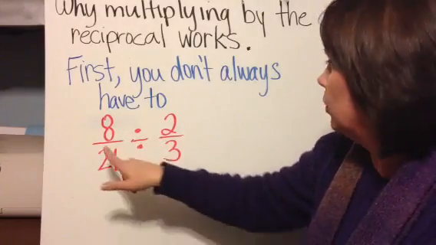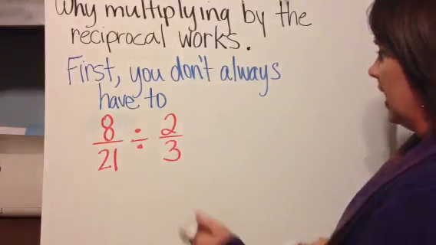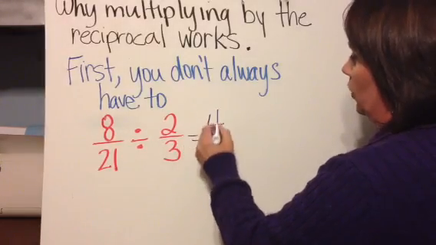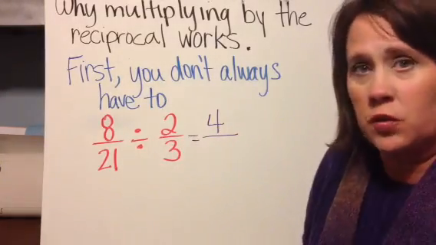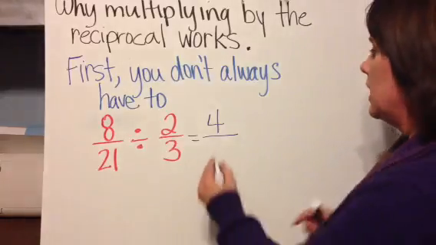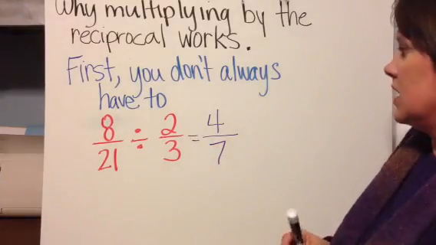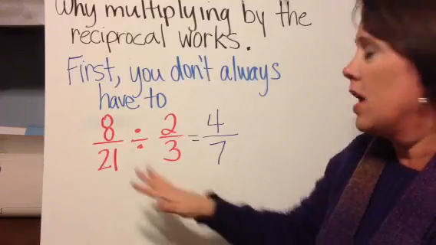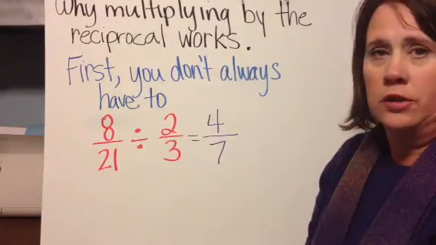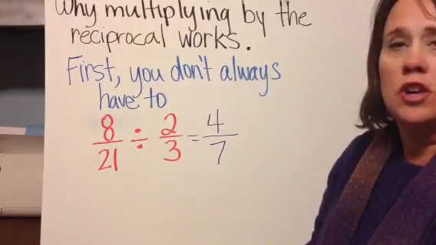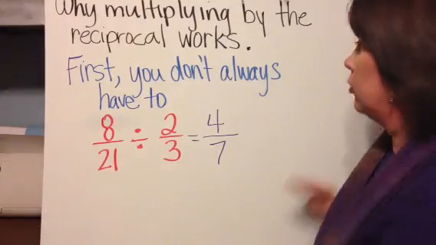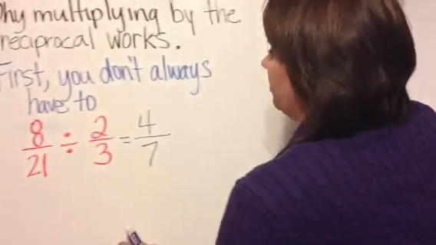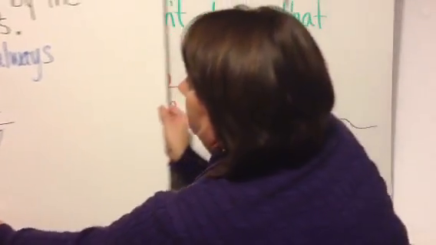Sometimes it's quite simple. 8 divided by 2, that can be divided with a whole number. 8 divided by 2 is 4, and 21 divided by 3 is 7. And so this comes out quite simply without having to multiply by the reciprocal. If you can divide the two numerators and you can divide the two denominators, you can simply divide the fractions. However, it's not always that pretty.